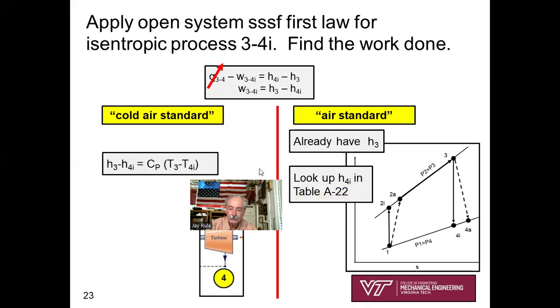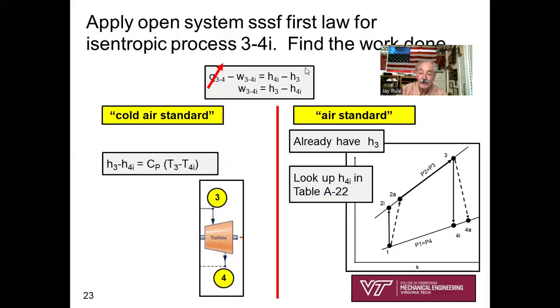Now we apply the first law to our adiabatic turbine. Q from 3 to 4, turbine process, is 0, adiabatic, minus the work from 3 to 4 isentropic equals H4i minus H3. We now have both of those numbers. So the work from 3 to 4i is simply H3 minus H4i. We've got a number for the isentropic work of the turbine. Wait a minute, I've got an actual turbine. I've got the turbine efficiency, so I can solve for the W 3 to 4 actual.